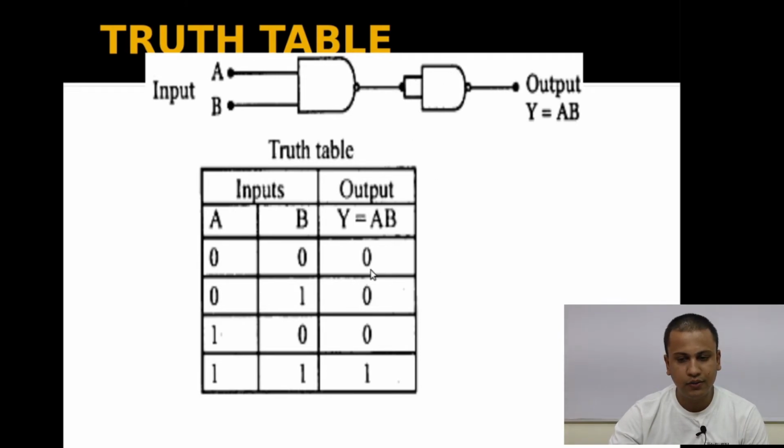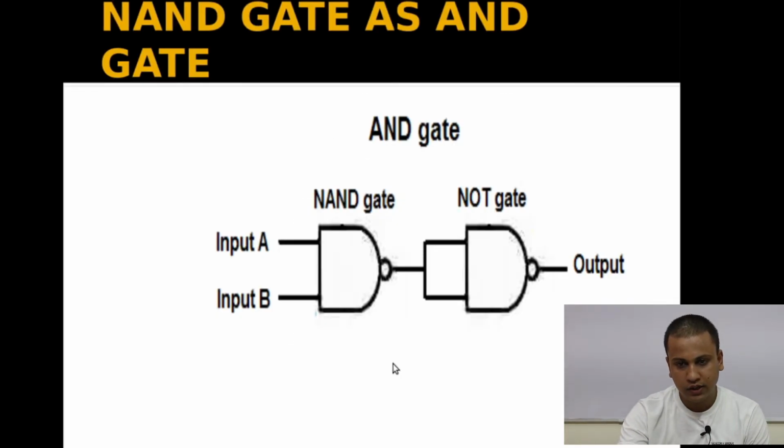So answer will be 0. 0, 1, the answer in NAND was 1, but due to negation the answer will be 0. 1, 0, the answer in NAND was 1, but due to this negation the output will again be 0. And 1, 1, the answer in NAND was 0, but due to this negation the answer will be 1. If we just precisely look at these 4 input outputs, then we will see these are the outputs of an AND gate, and our objective was to implement NAND gate as AND gate. So it is, I think, clear to all of you.